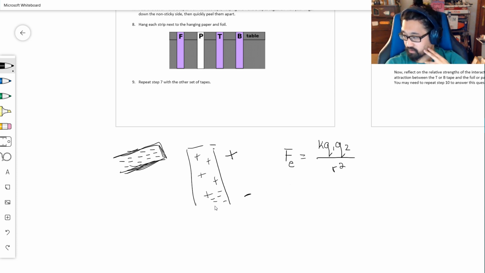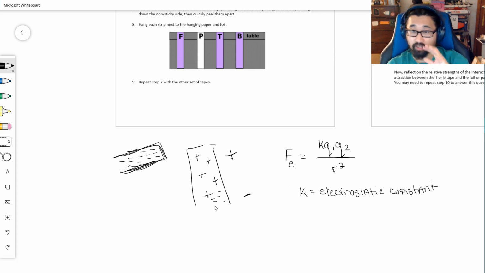What does all of this nonsense stand for? K is the electrostatic constant. It is on the reference table. It's something that you don't need to memorize. It's super big. Numerically, 8.99 times 10 to the 9th. 99% sure of that. I'm going to make a comparison to gravity in a second.